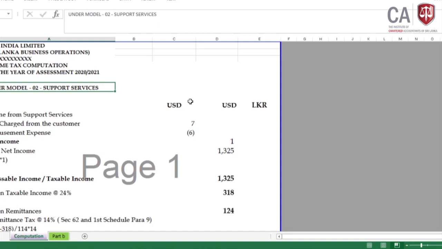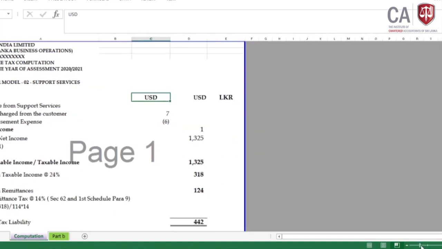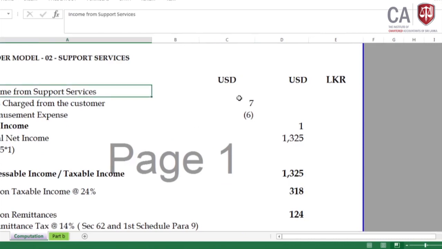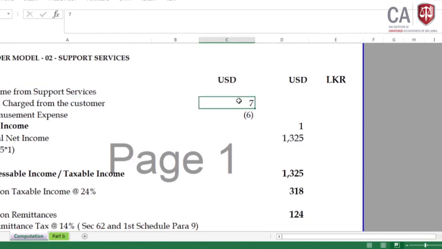Now you should be very particular in the answer, the currencies are given in US dollars, and finally you have to take your answer to LKR. Don't forget that. Then income from support services, this one. Income from reimbursement expenses, 6, it's given in the question. Then net income per selling of machinery, this is a sale model. Selling of per machinery income is US dollar 1.